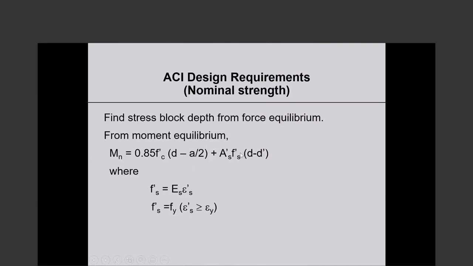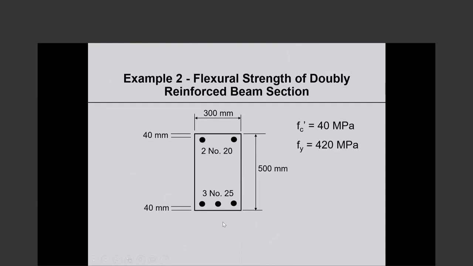Okay. The compression steel stress is the strain in the compression steel multiplied by the modulus of elasticity of the steel. Or if the compression steel strain goes beyond the yield strain, then the compression steel is also yielding, and then the compressive steel stress is equal to the yield strength F sub Y. It is as simple as that. Okay.